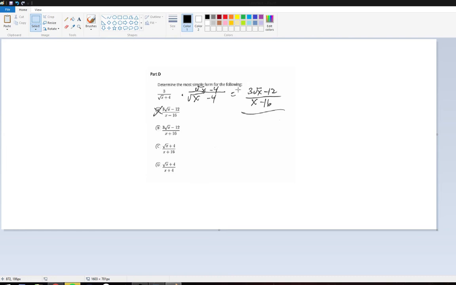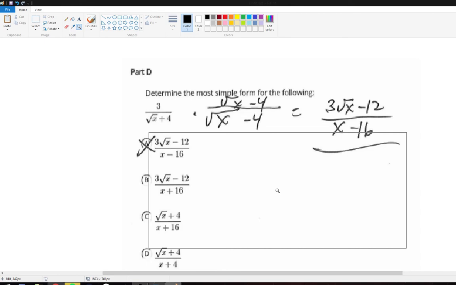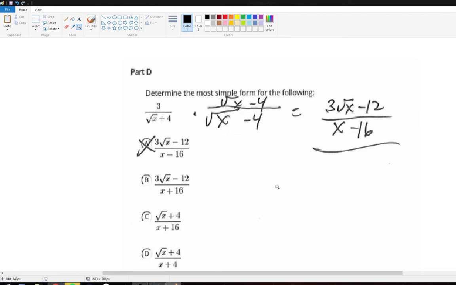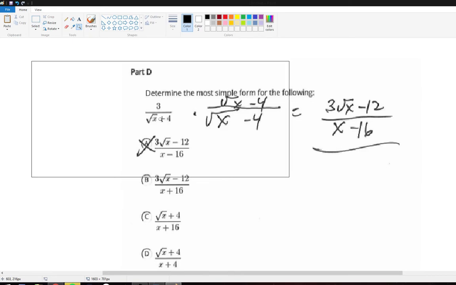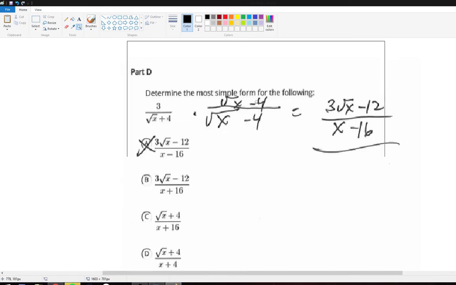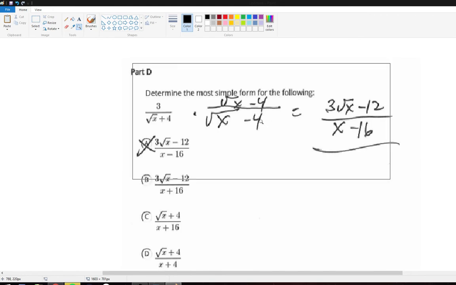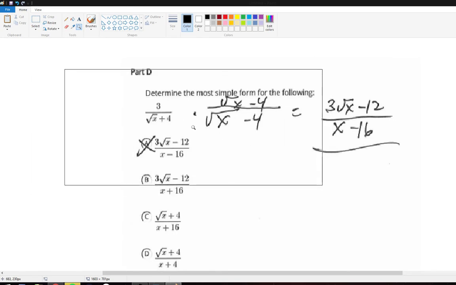The most simple solution, even though this looks more complex than this one, technically it's more simple because there are no radicals in the denominator, which makes Mr. Bratcher very happy. So, in order to remove the radicals in the denominator, you're going to multiply, as he says, by a power of 1, which doesn't make sense because this is 4, not 1, Mr. Bratcher. But it's okay.